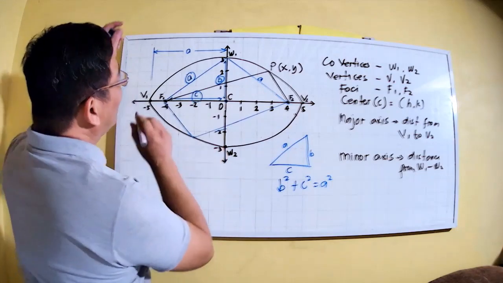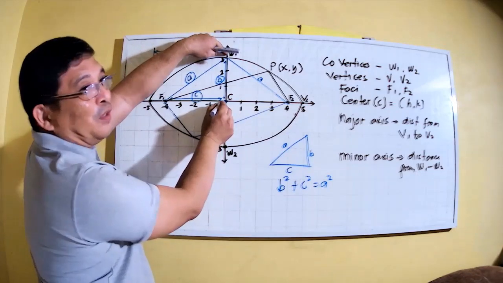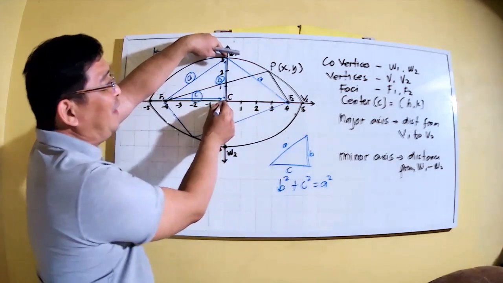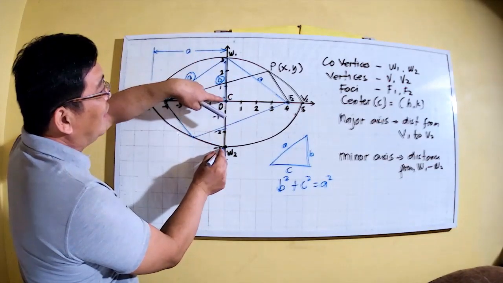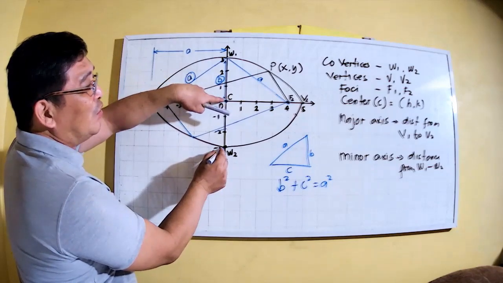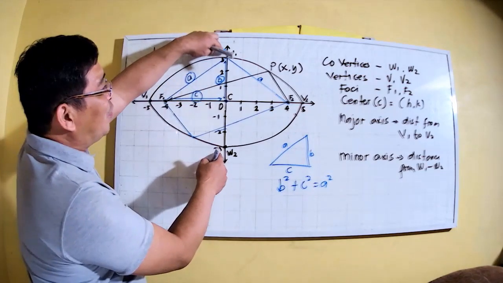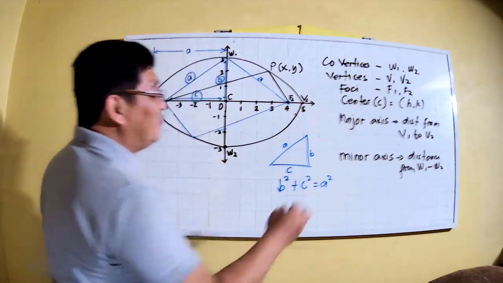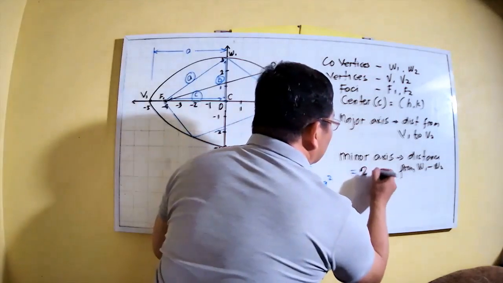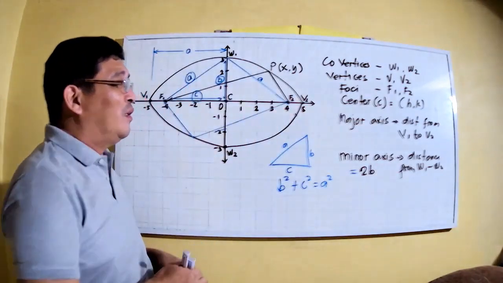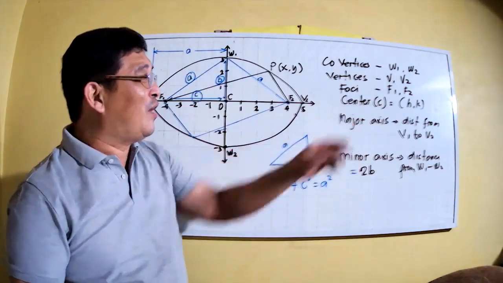And then, if you're going to look at this distance from center to co-vertices, one of the co-vertices, this distance is equals to B. And another distance here from another co-vertices to center is equals to distance B. So, in this case, we have a formula for minor axis. From W1 to W2, we have B. So we can say that the minor axis is equals to 2B. How about major axis?